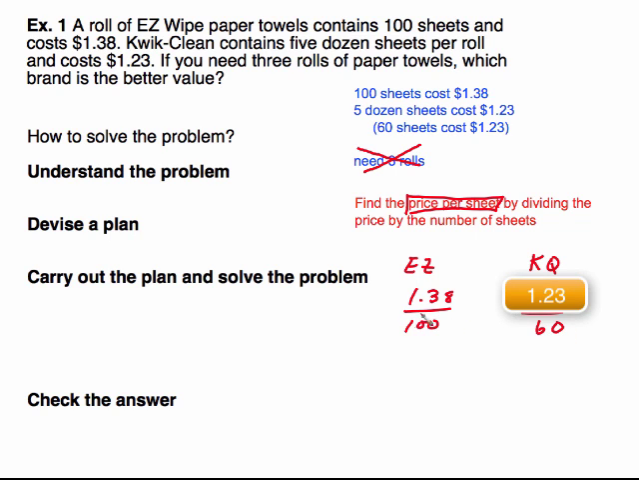And this is all we have to do with the calculator, actually divide this out. If you divide $1.38 by 100, you get this decimal, 0.0138. More decimals, but we're going to stop there. Divide this out and we get this, 0.0205.